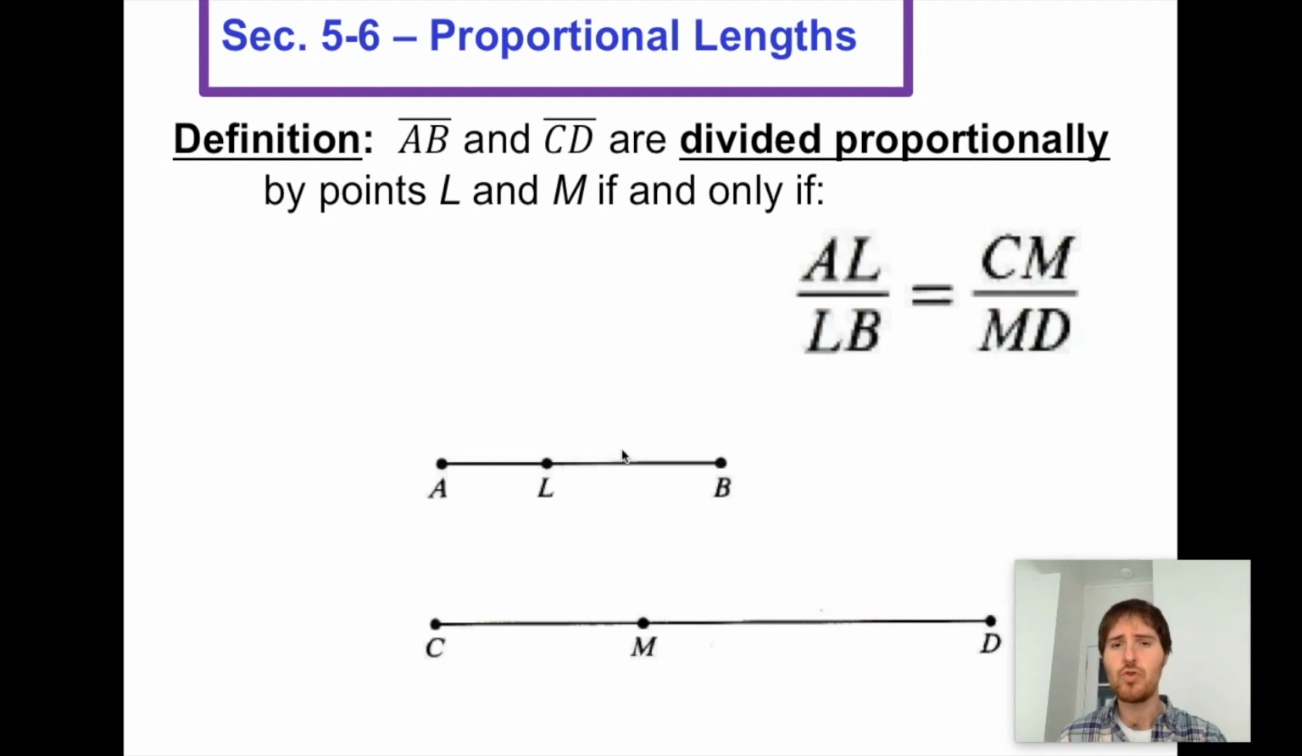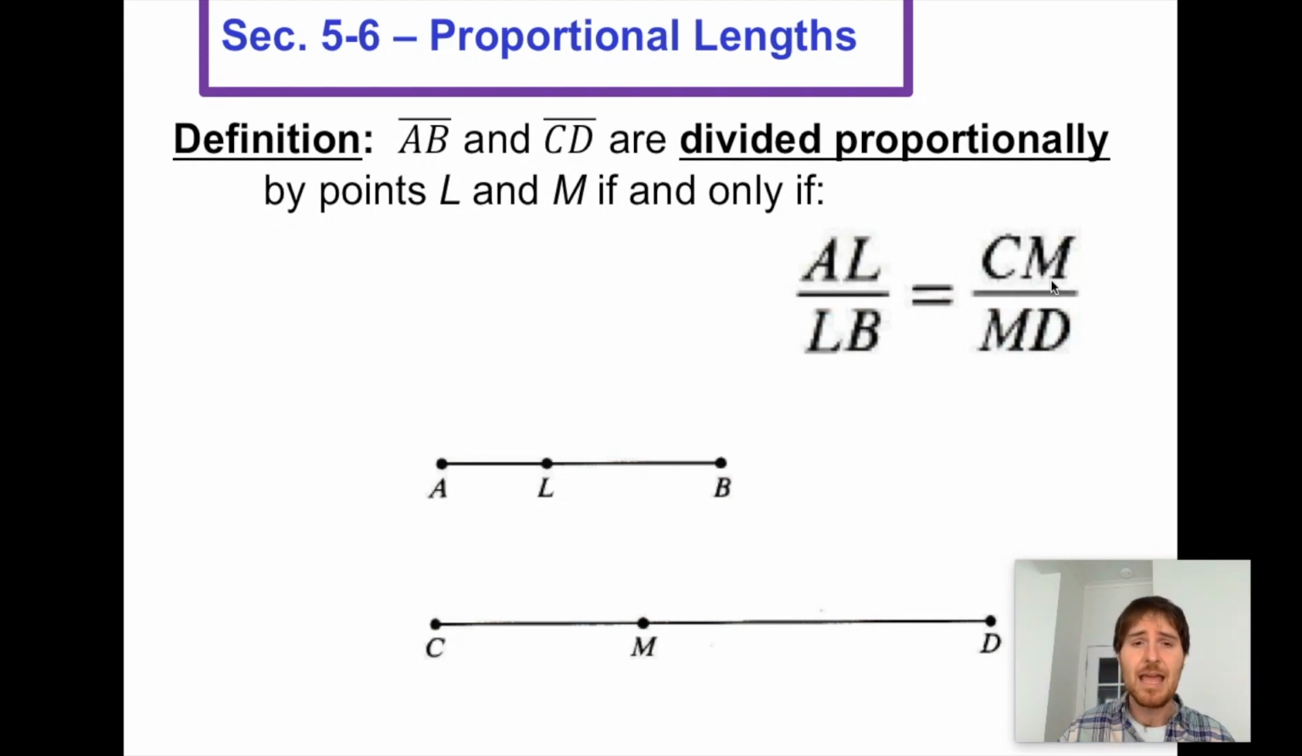And AL to LB is going to be the same ratio as CM to MD with point M right here. So if this is 3 and this is 5, for instance, and this is 6 and this is 10, it's a specific ratio across here. We would say that L and M are dividing those segments in the same ratio, the same proportion, because 3 to 5 would be the same as 6 to 10. It's a little confusing, but let's look at it in terms of a different diagram, which is going to involve a triangle.